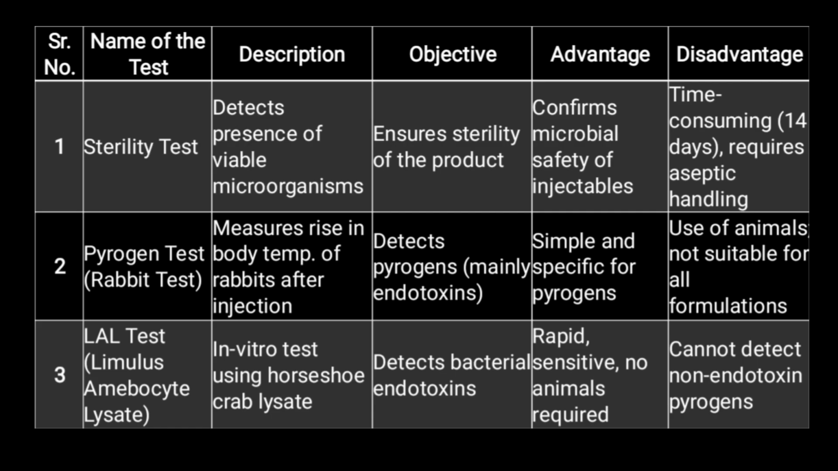Moving to the next one, that is LAL test, which is also known as Limulus amebocyte lysate. This test is an in vitro test using horseshoe crab lysate, and it is used in order to detect the bacterial endotoxins. This test is rapid, sensitive, and also it does not require any animal. However, this test cannot detect non-endotoxin pyrogens.